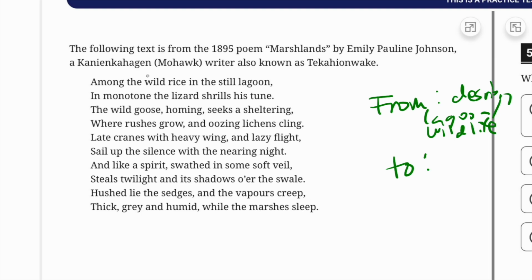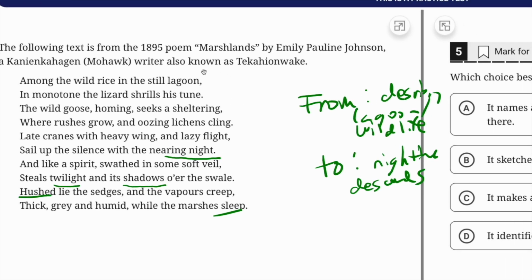I mean, it seems like we have nighttime coming, shadows, twilight, hushing, so, to kind of a night and then sleep. So it's describing activity, but basically, nighttime descends. I don't know, this is pretty rough here. But it's describing the marshlands as nighttime approaches.